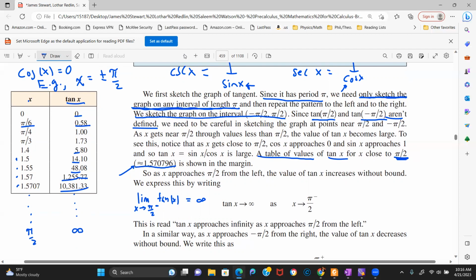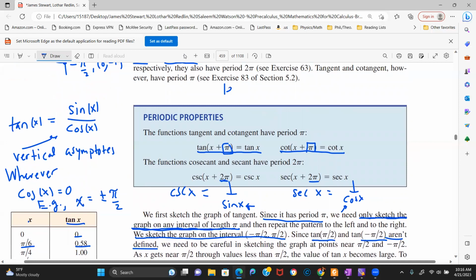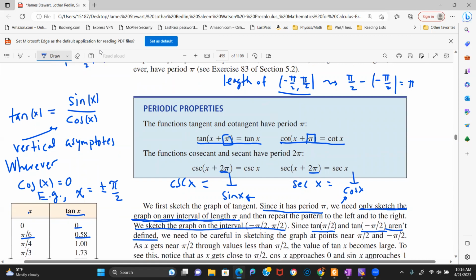And notice this does have a length of pi, right? What's the length of the interval from negative pi over 2 to pi over 2? You just take the difference in the endpoints. So pi over 2 minus negative pi over 2, when you add these, it's going to give you pi. So the length of this interval is in fact pi. So this is a good interval to graph tangent over because it's going to capture the whole behavior, and then by periodicity of this function, the pattern repeats.